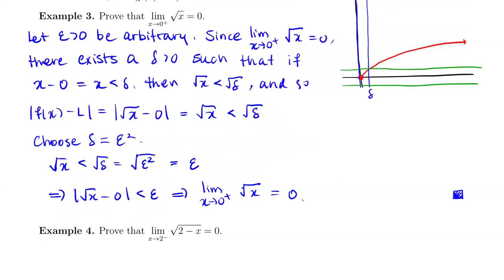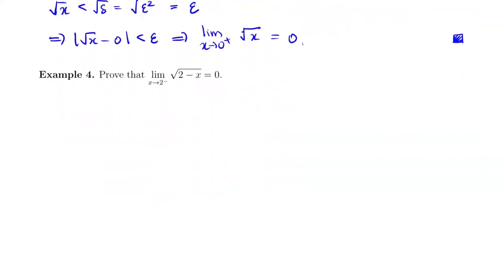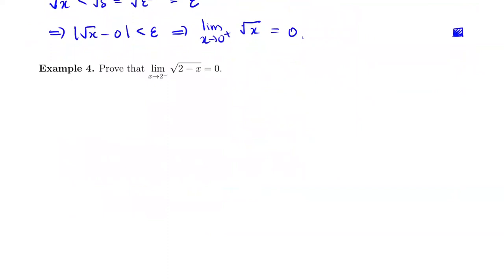Okay, so the last example I will go over is the one-sided limit, the left side limit. So we have a similar problem. We want to show that the limit as x approaches 2 from the left of the square root of 2 minus x is equal to 0.